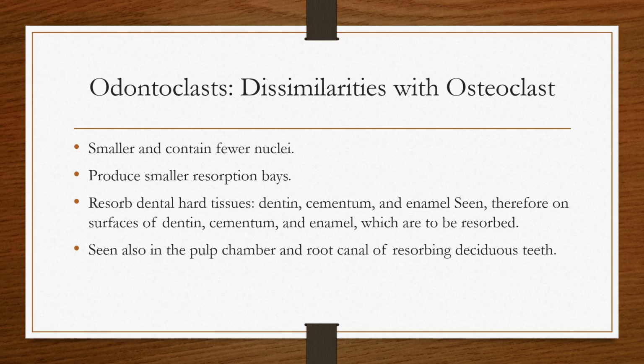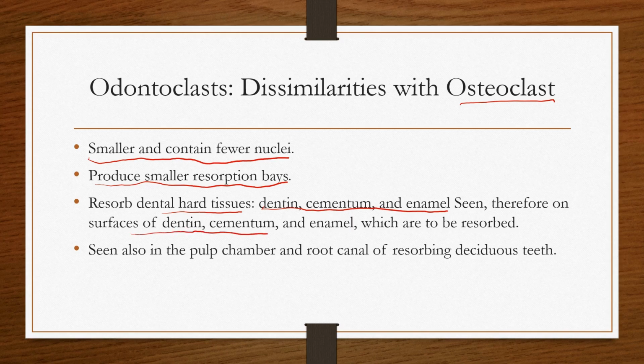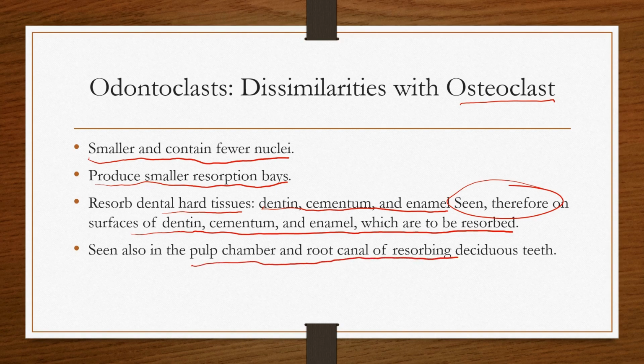Now, what are the dissimilarities? These are smaller and contain fewer nuclei than osteoclasts. Produce smaller resorption bays, and resorb dental hard tissues like dentine, cementum, and enamel. Seen, therefore, on the surface of dentine, cementum, and enamel, which are to be resorbed. So, these are only seen on these surfaces. These are seen also in the pulp chamber and the root canal of resorbing deciduous teeth.